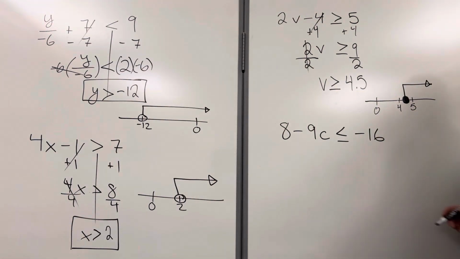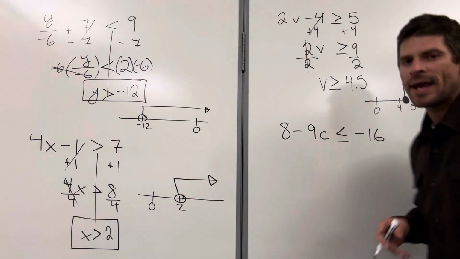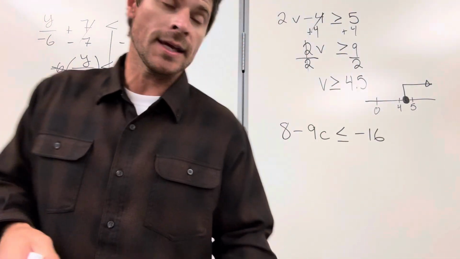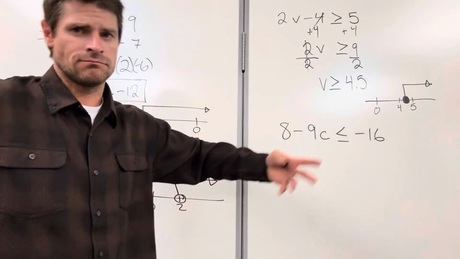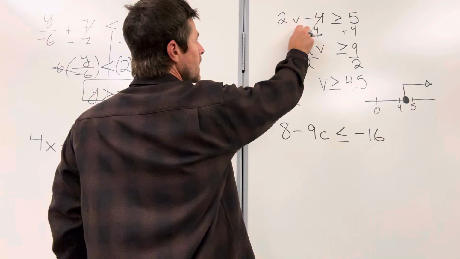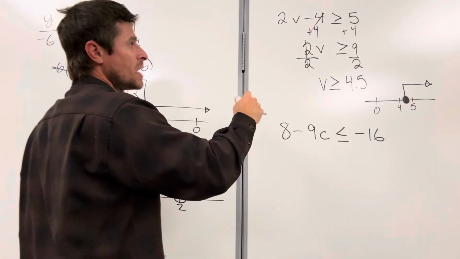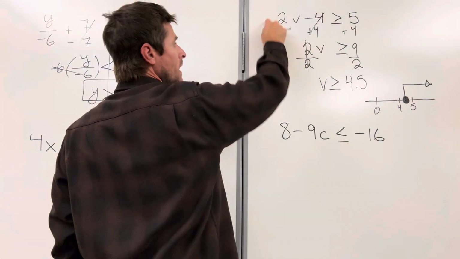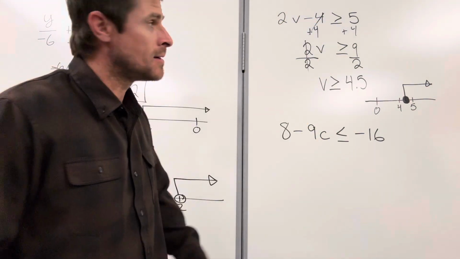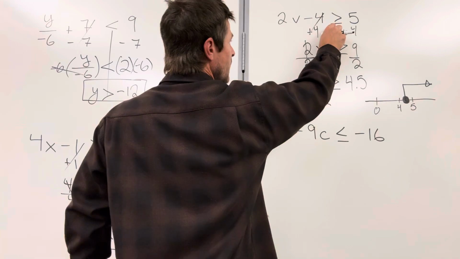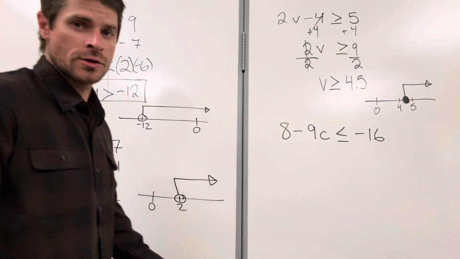This is our solution. Any value to the right of 4.5 on a number line would work in this inequality here. So we could pick a number greater than 4.5, 10, right? If I throw a 10 up here, it will make this inequality true. Let's check it. What's 2 times 10? 20. 20 minus 4 gives me 16. Is 16 greater than or equal to 5? Yes, of course it is.